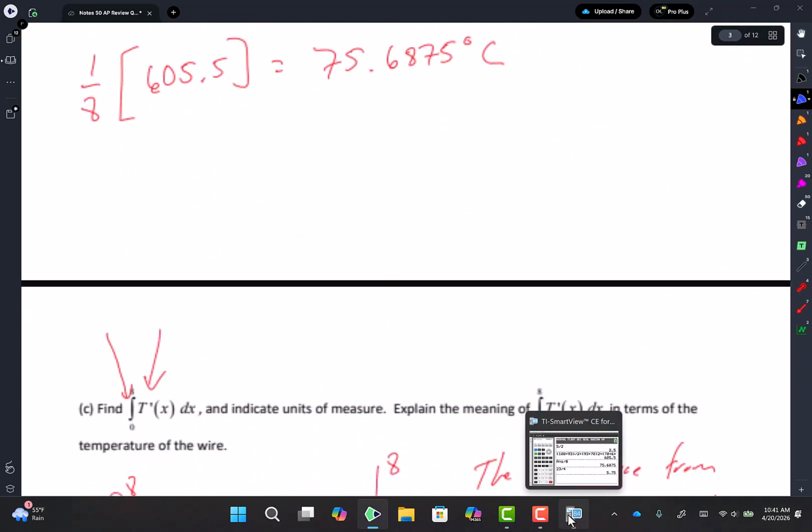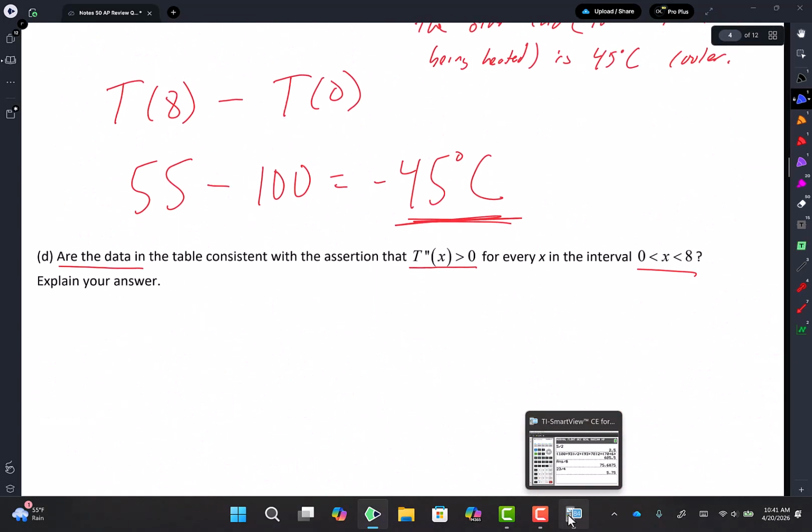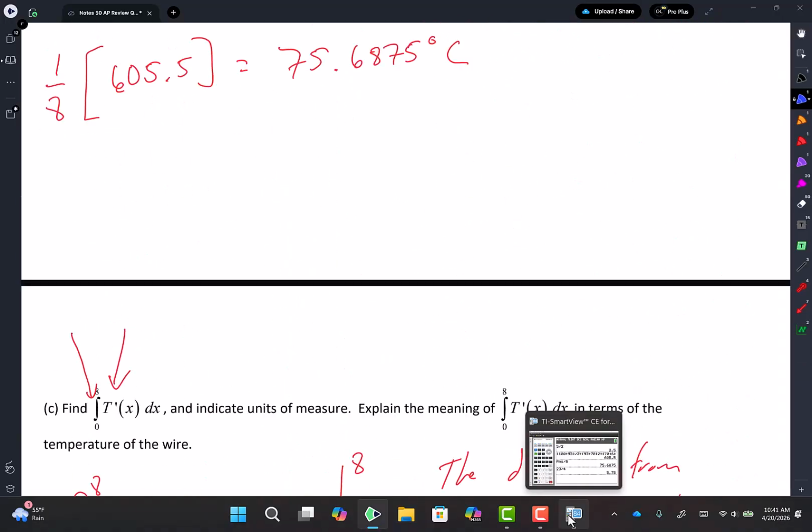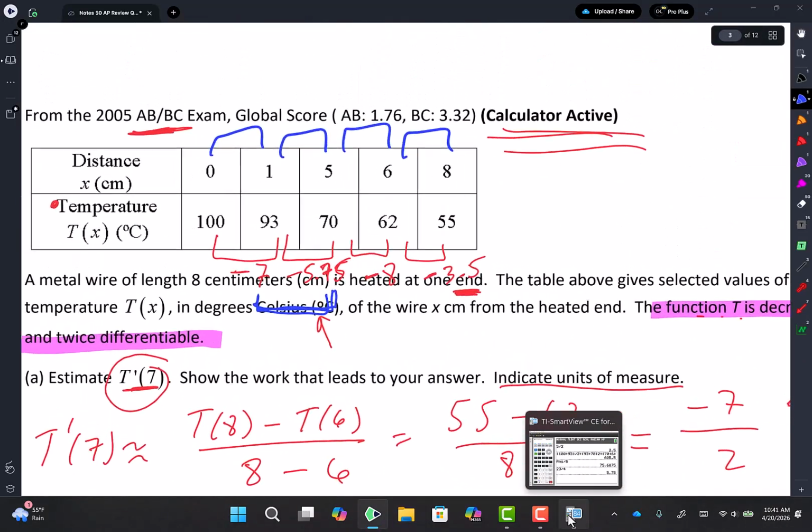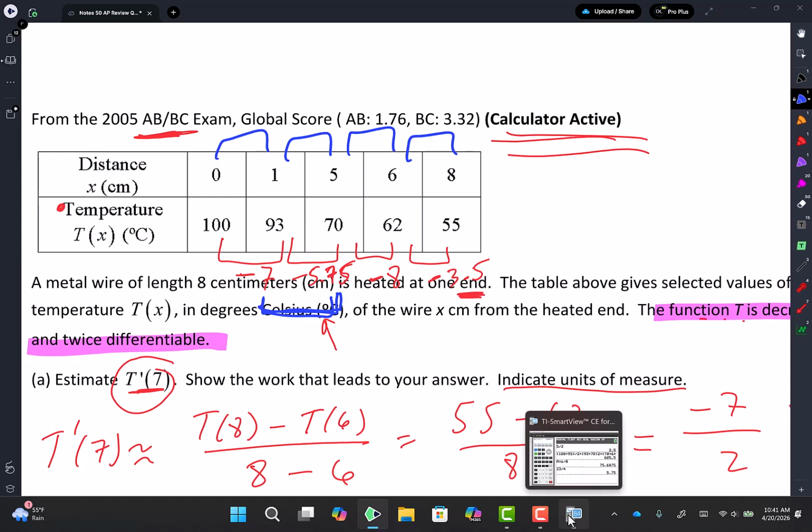Oh, no. The answer is no. You can already tell just by looking at that. Think about it, guys. This is negative 7, this is negative 5.75, so at that moment my T prime is increasing. And then the next one is negative 8, so it's decreasing, and then back to increasing. If it were consistent with the assertion that T prime prime is always positive, then this would always be increasing. Does that make sense? So the answer is no.